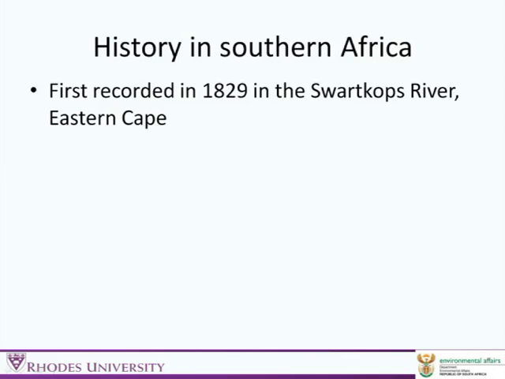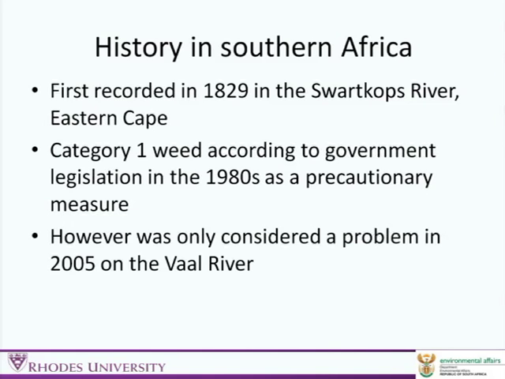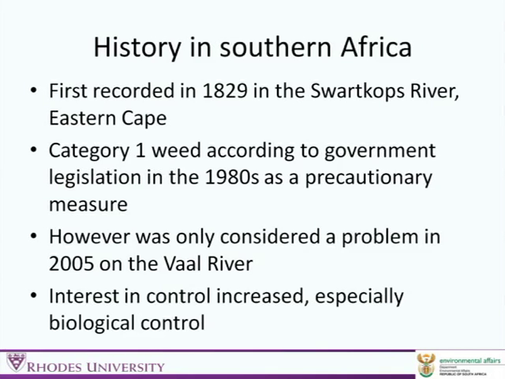So just a bit of history in southern Africa. It was first recorded in 1829 in the Swartkops River in the Eastern Cape. It was considered a Category 1 weed in the 1980s, and this was done primarily as a precautionary measure due to its weedy nature in North America. And it was only really considered problematic in 2005 on the Vaal River. And that's probably because we got a handle on our floating aquatics like water hyacinth on the Vaal, which opened up a new niche for our submerged weeds to start taking over. And obviously with that we have an increased interest in biocontrol, or in management and control, especially biocontrol.